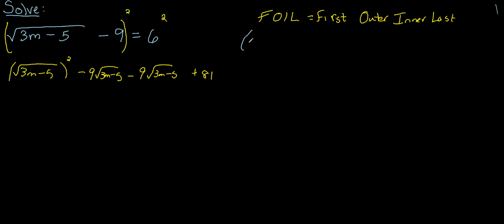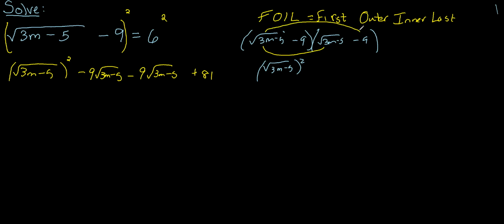And so just writing this out, it was the square root of 3m minus 5 minus 9, and squaring that. So if we do the first terms, that's where the square root of 3m minus 5 squared came from. If we do the outer terms, that's where the negative 9 square root of 3m minus 5 came from. And then the inner terms right there, we get another term that looks like 9 square root of 3m minus 5.